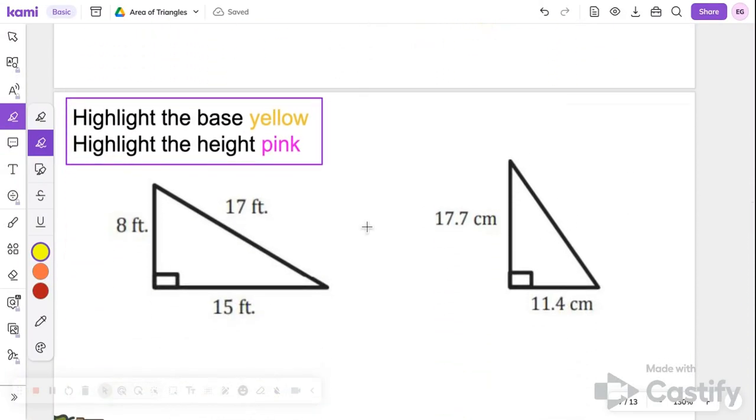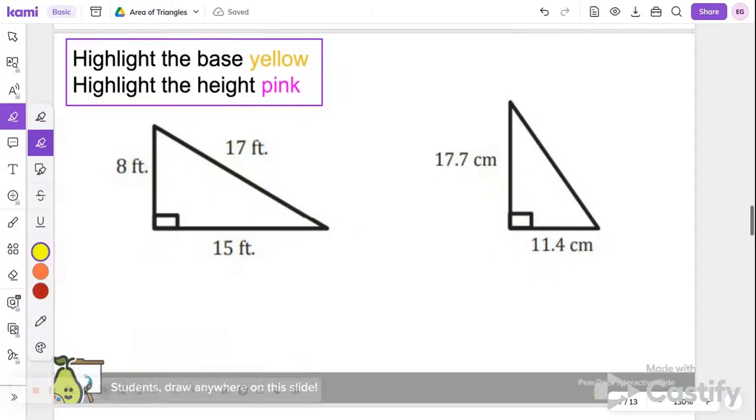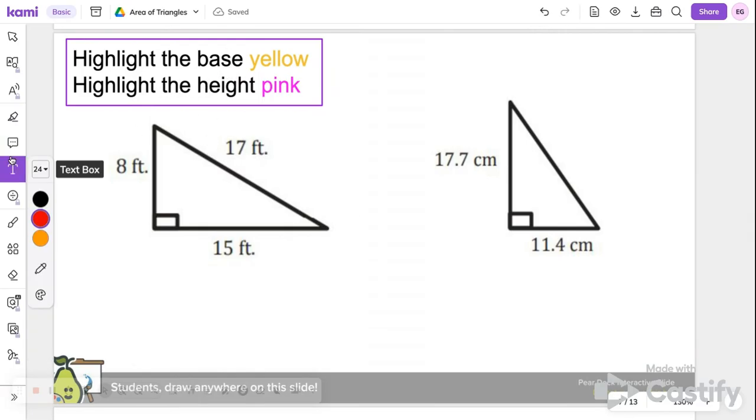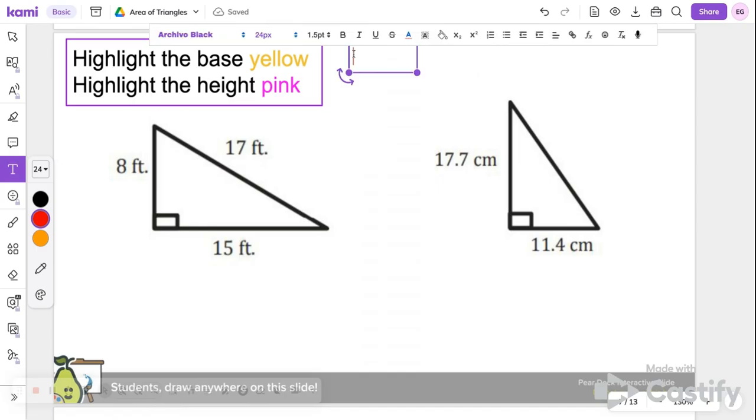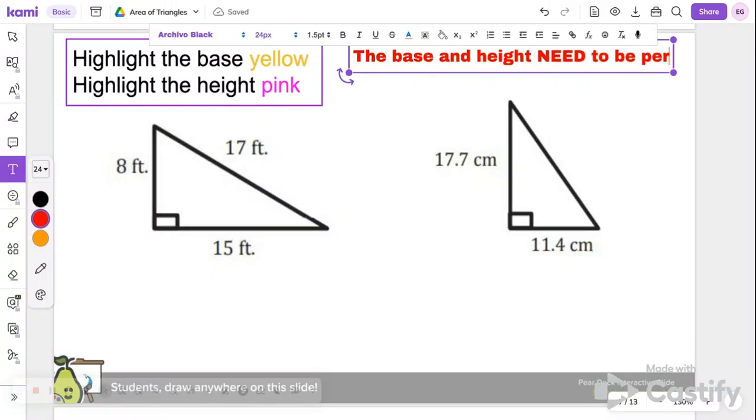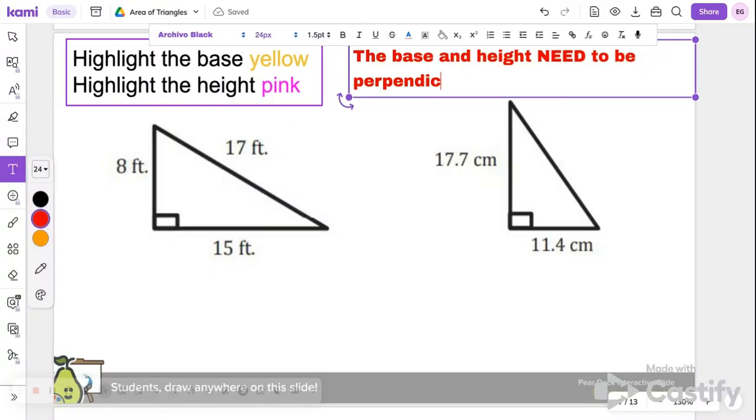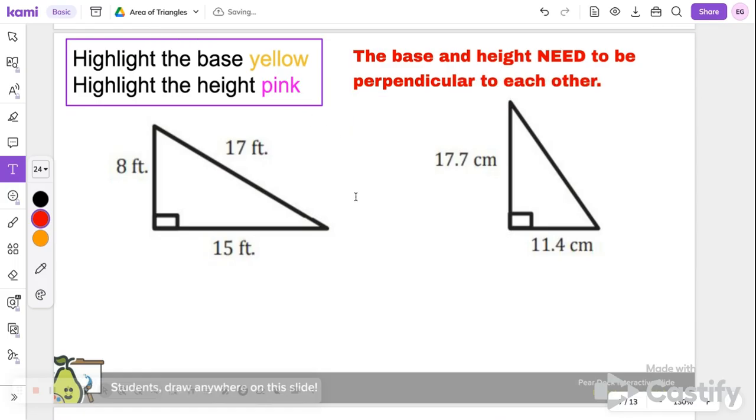Another thing that's really important to understand, and I'm hoping that when you worked with parallelograms you talked about this, is that there is a reason we have a base and a height. The base and height need to be perpendicular to each other. And what perpendicular means is they have to create a right angle.